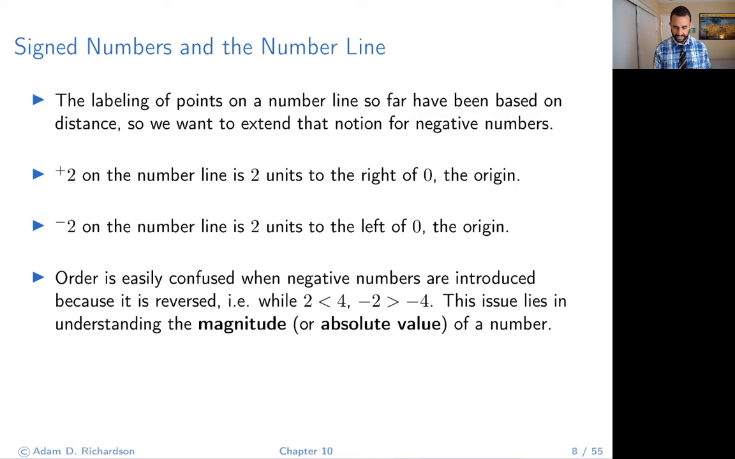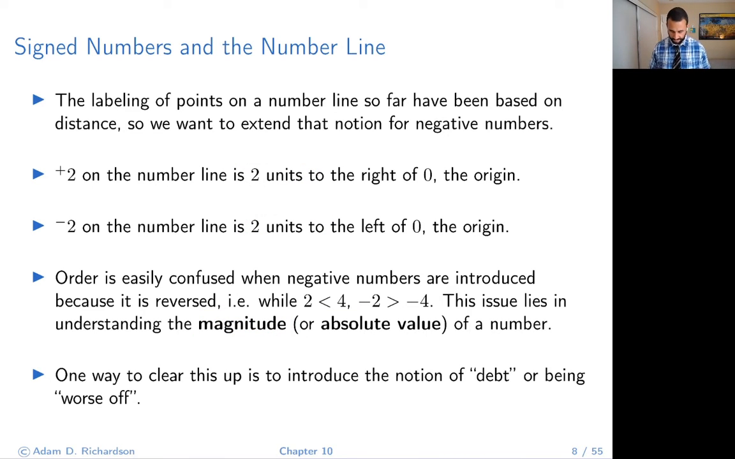So that's something you have to keep in mind, that students get confused about initially. And that issue usually lies in understanding what's called the magnitude of the number, or the absolute value of the number. Notice that we're talking about distance away from the origin here. That's really the only difference between a number and its opposite. They're the same distance away from the origin, but they have an opposite sign. That's the idea. One way to clear this up is to introduce the notion of debt or being worse off.